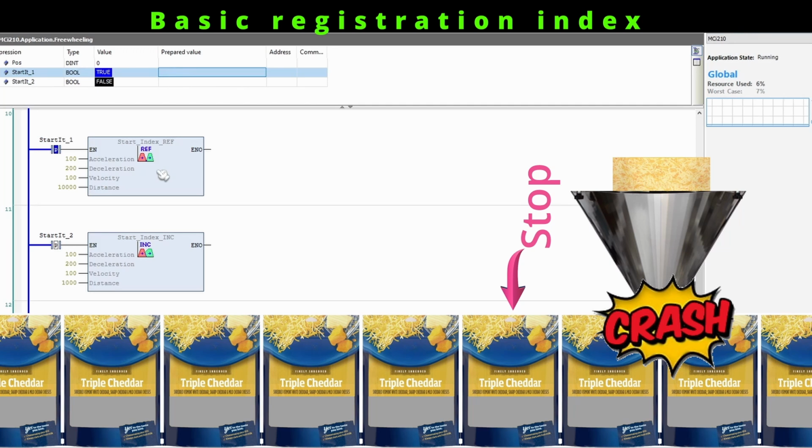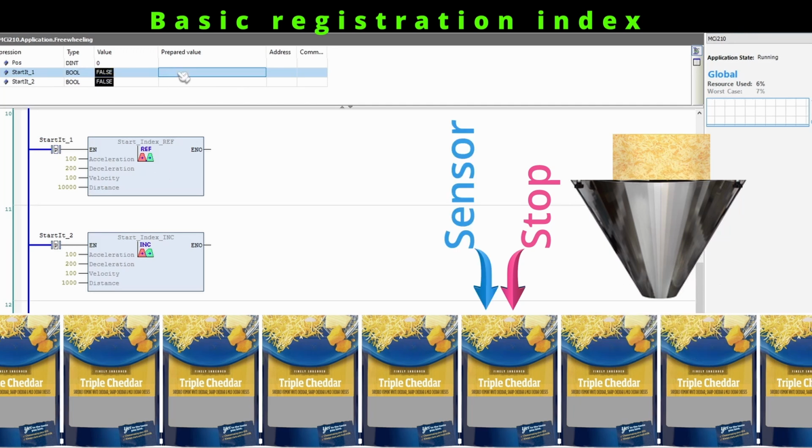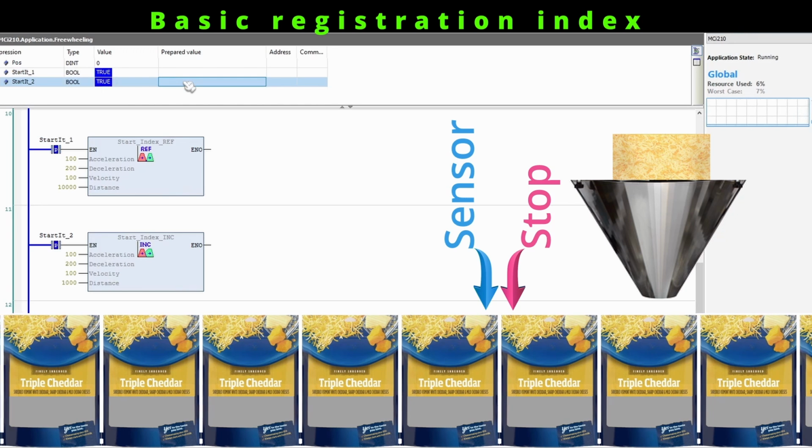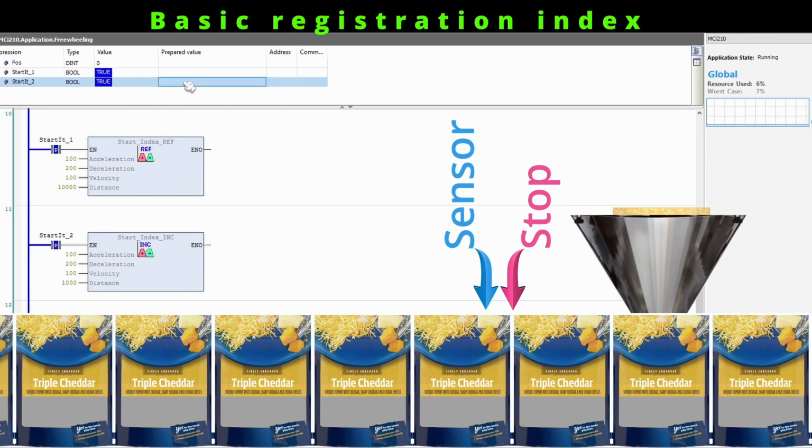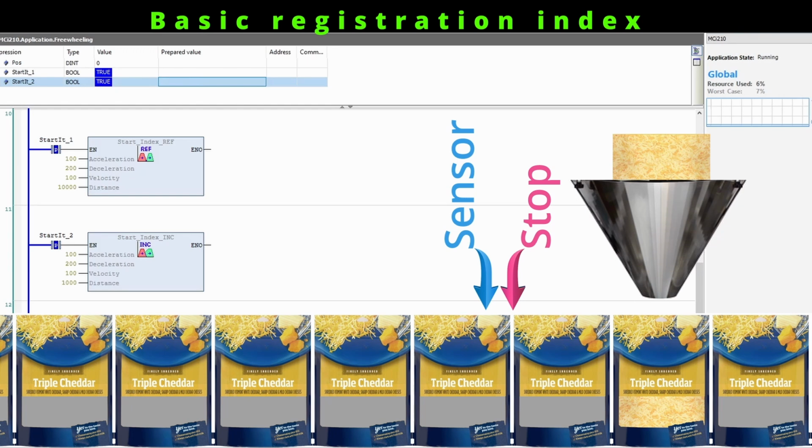So let's put our registration sensor back in and do it again. So let's start the first index again. And as you see, the registration sensor already caught it and stopped it. So the index didn't actually travel 10 inches. And now you can see the bag is aligned to the hopper. Now this is probably not the best way to do this application, but if the application is simple enough, this way will work just fine for you.